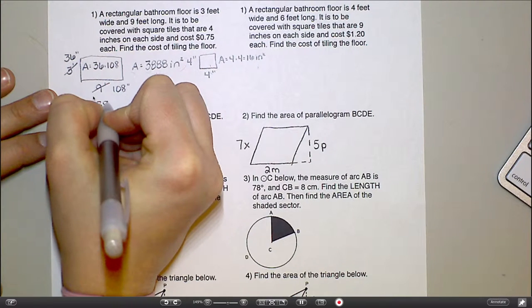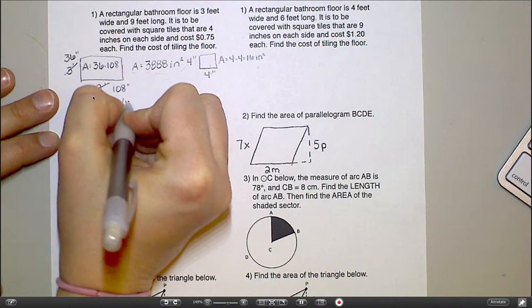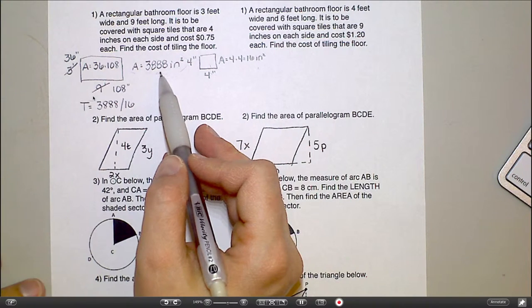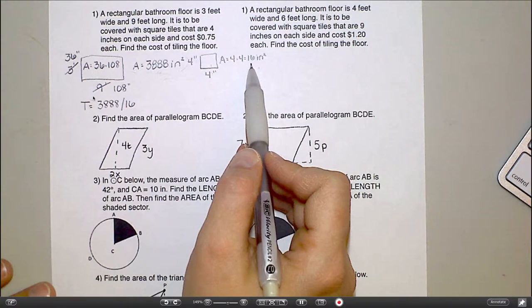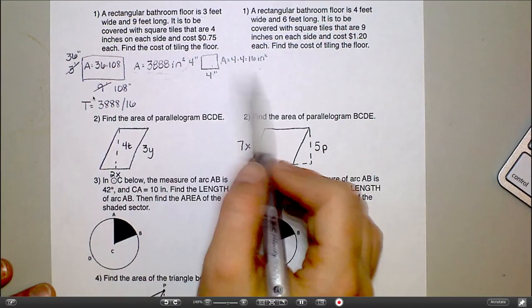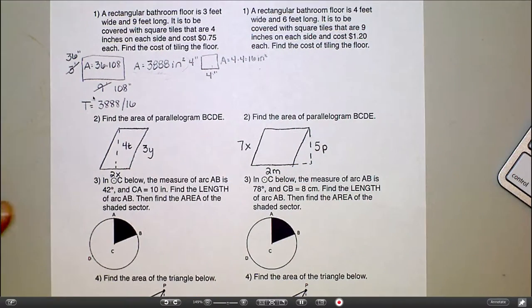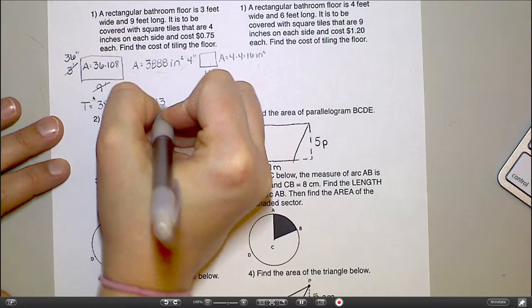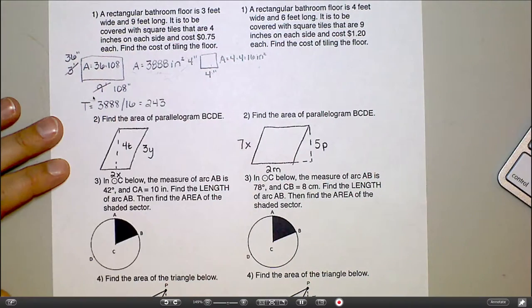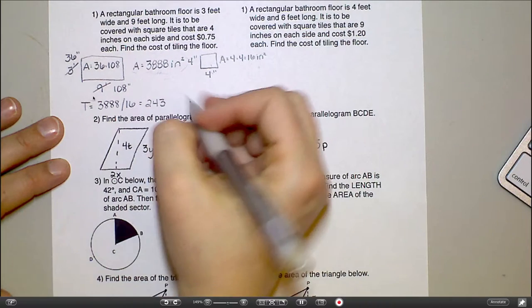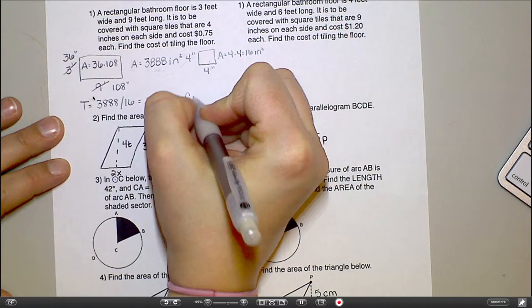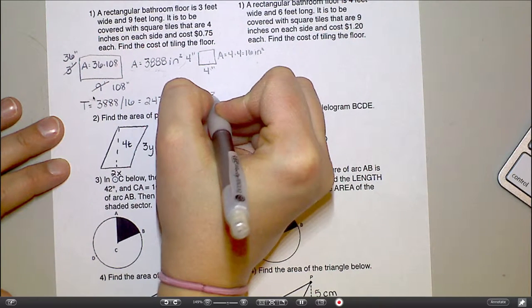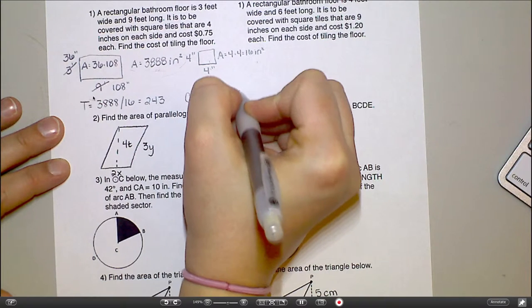So 3,888 divided by 16. Because I have this many square inches to cover, and each tile covers 16 square inches, to figure out how many I would need, I'm going to divide it. 243. Perfect. So I need 243 tiles. And then last step, if they're 75 cents a piece, what am I going to do? Multiply by 0.75. So my cost then would be 243 times 0.75, which is 182.75.